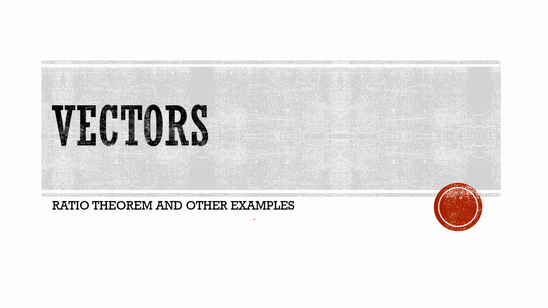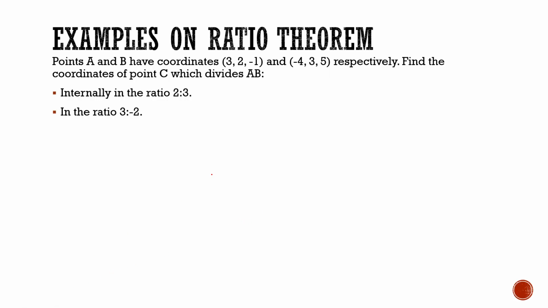In this video we'll be looking at some examples of ratio theorem and some other examples of vectors. So, in the previous video we looked at ratio theorem and what it is, so we'll look at some examples of that. Points A and B have coordinates 3, 2, -1 and -4, 3, 5 respectively.